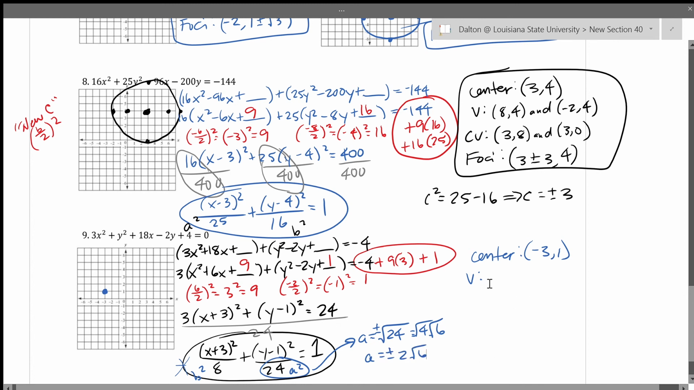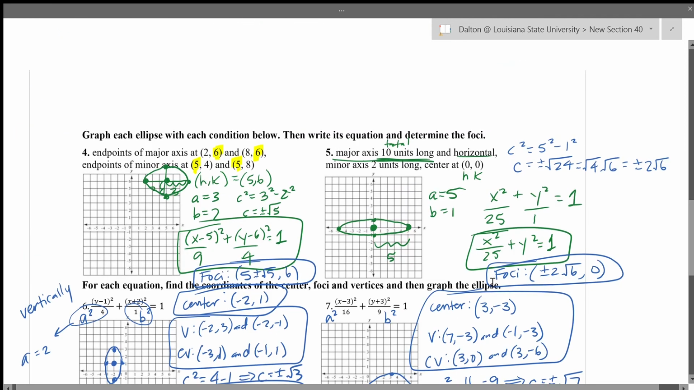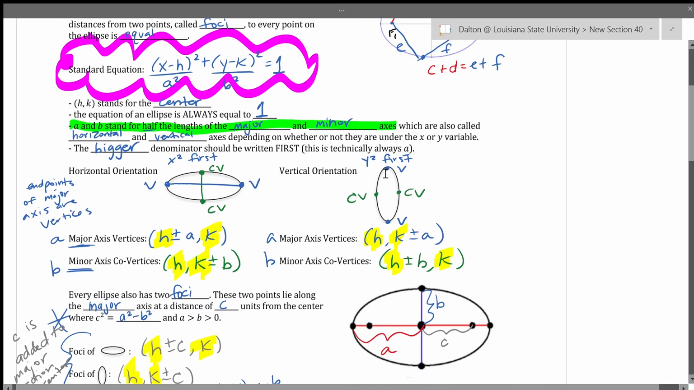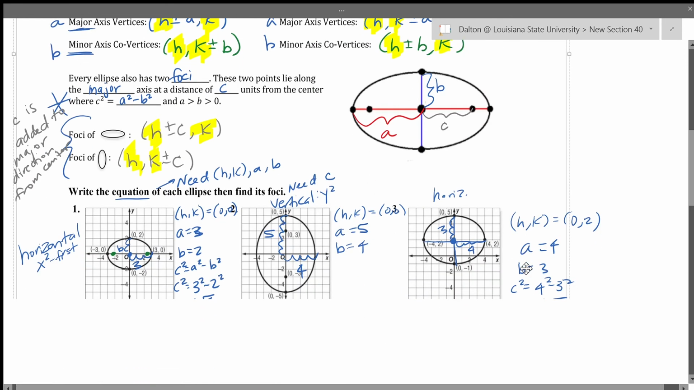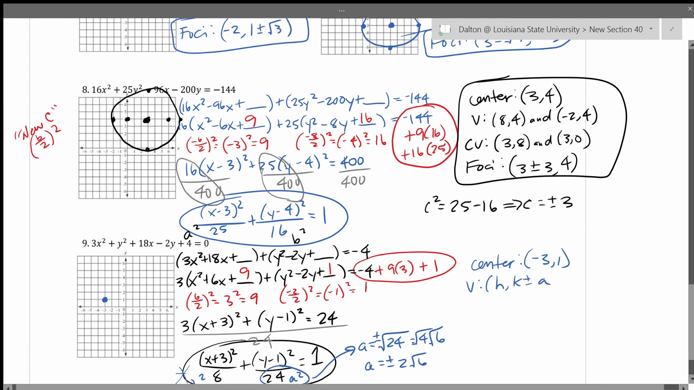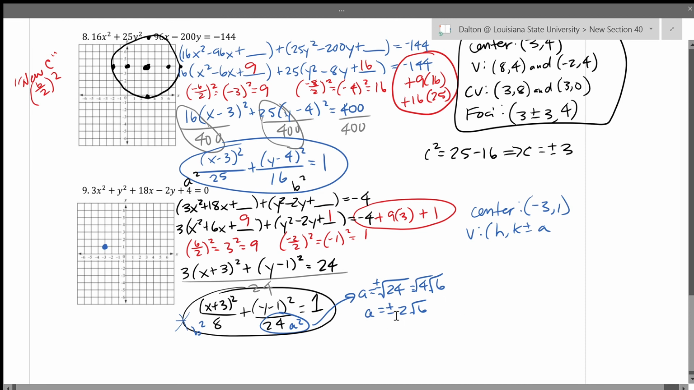Okay, so you can either kind of logic your way through this, or if you refer back to the front page and actually do the equations to find, we got a vertical orientation, right? Because we have a larger y-axis. So for the major axis vertices, we're going to be doing h, comma, k plus or minus a. Well, we already know what h and k are, and now we just found a, which means our vertices can be written as negative 3, 1 plus or minus 2 square roots of 6.